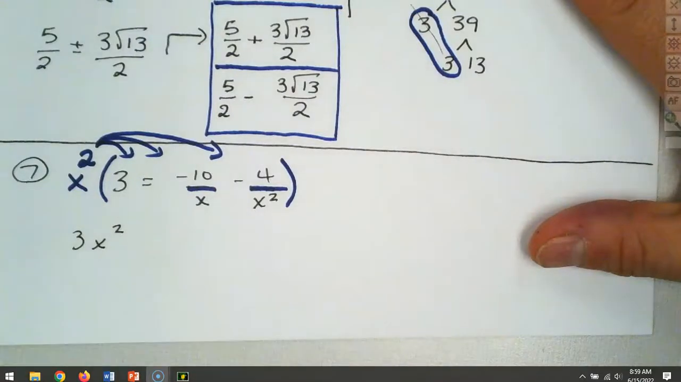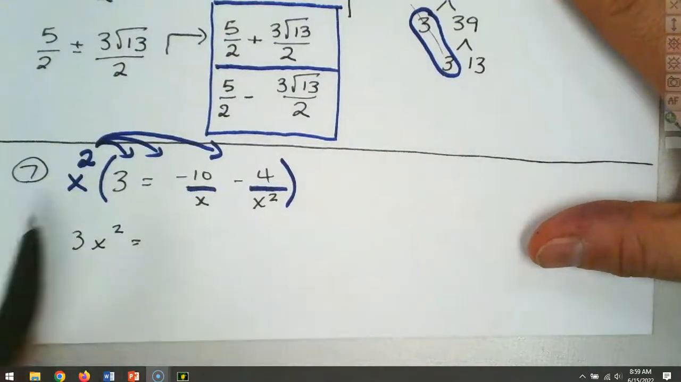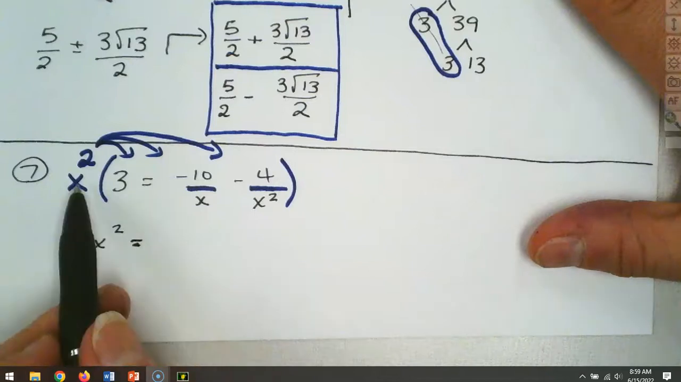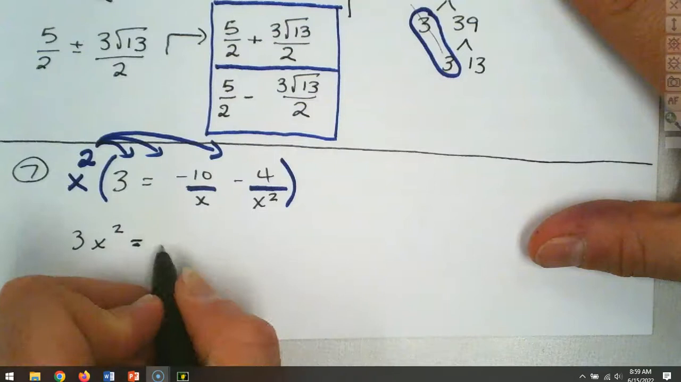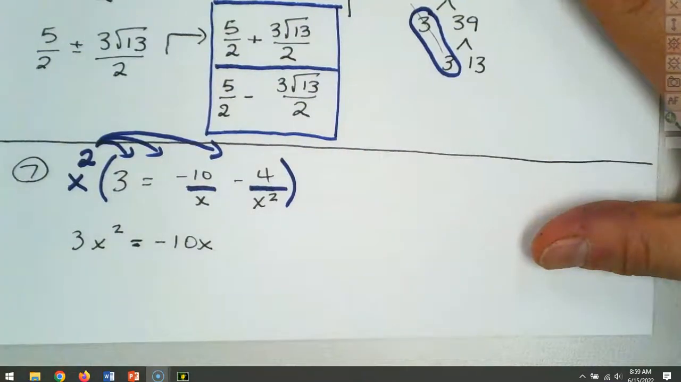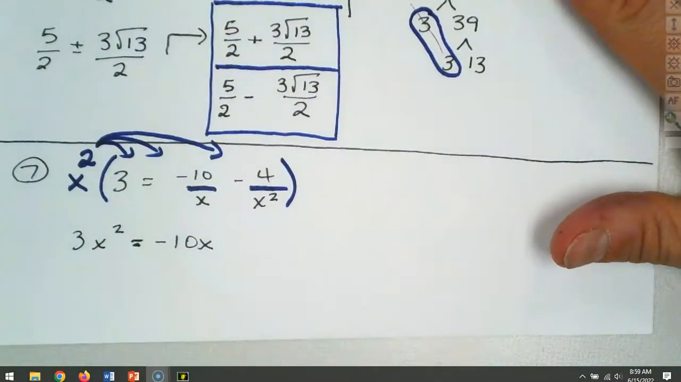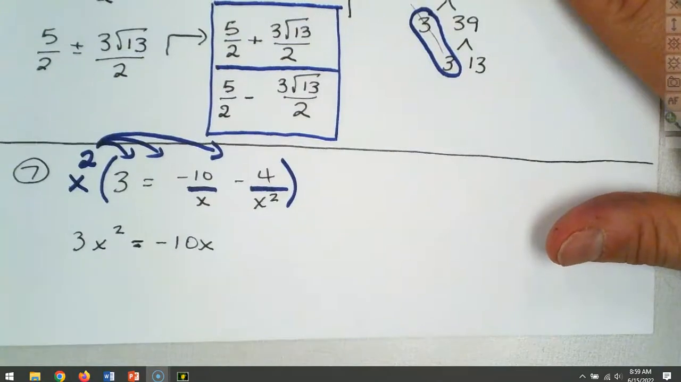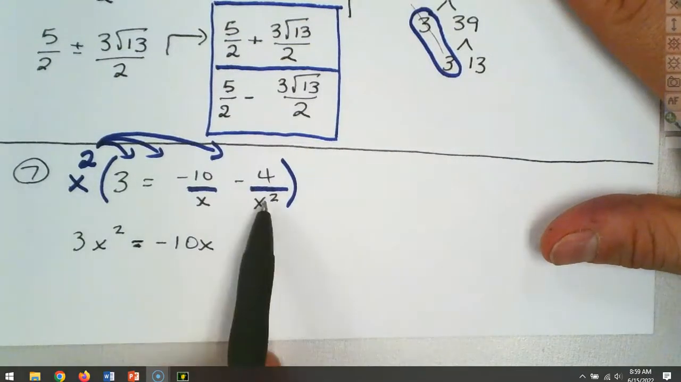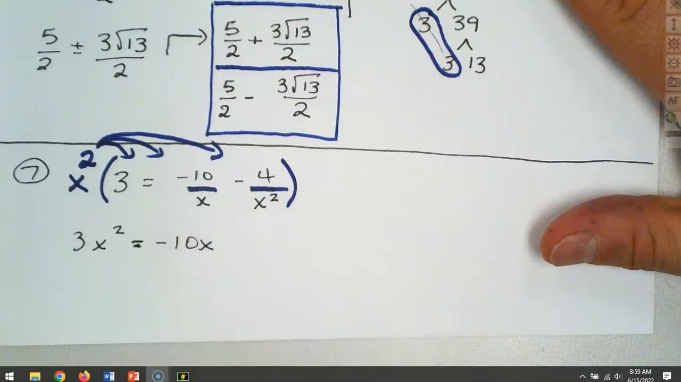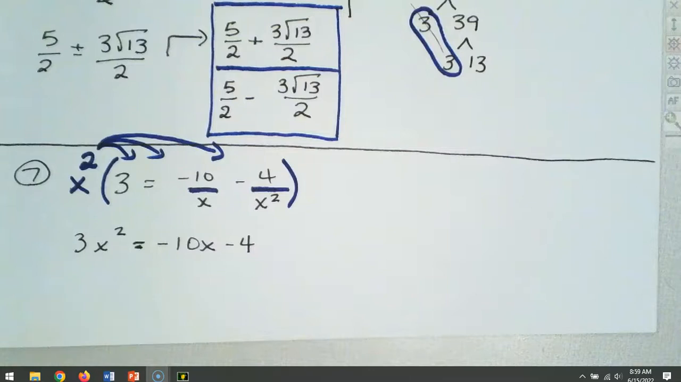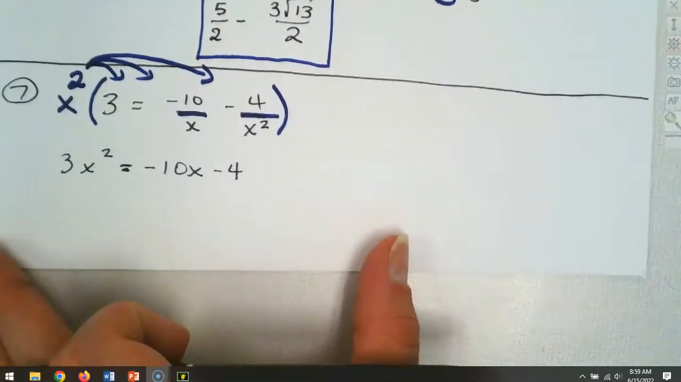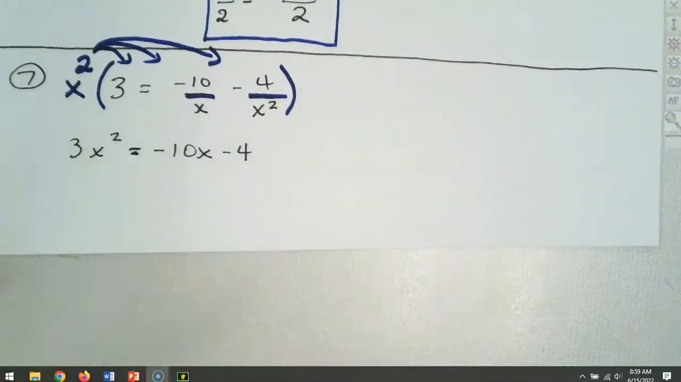Well, I get a 3x squared. Now, what happens with the x and the x squared here? Well, an x squared and that x, one of those can cancel, and that's going to leave you with a minus 10x. And then the last piece is x squared, and it's going to cancel with this x squared down below, and that's going to leave you with a minus 4. Is everyone okay with how I cleared that out? So multiplied all by x squared. That got rid of all of our fractions.